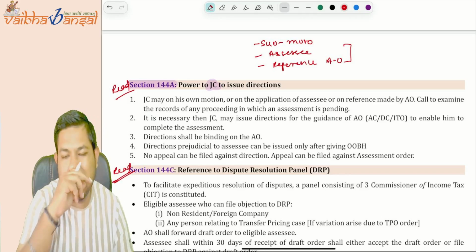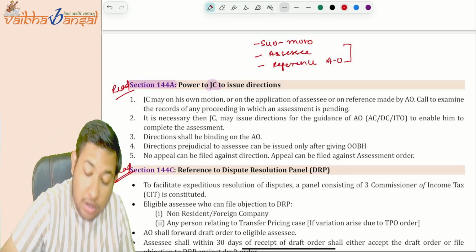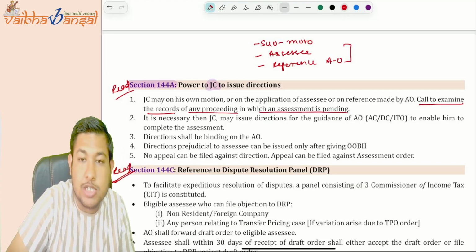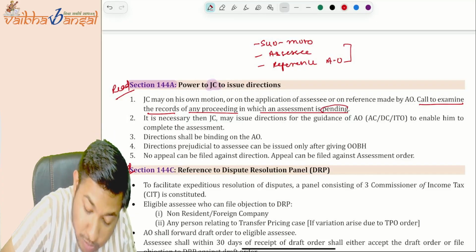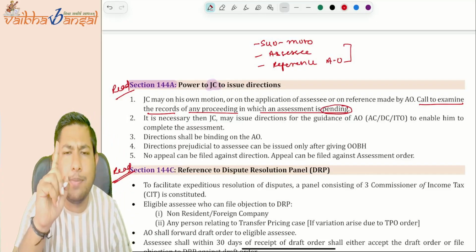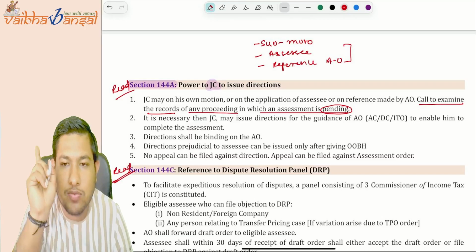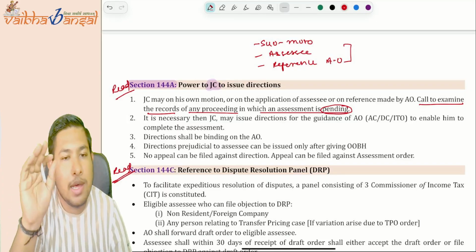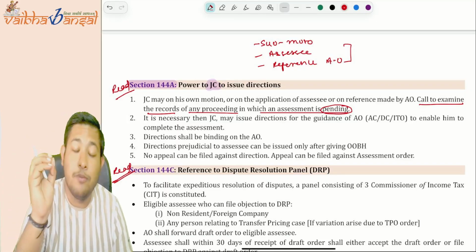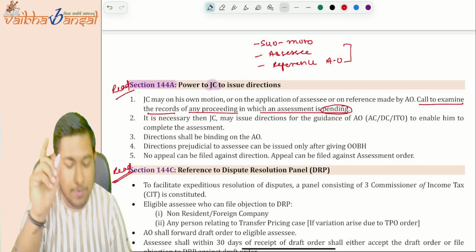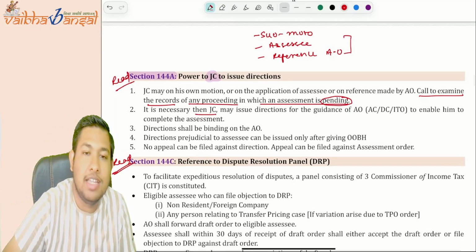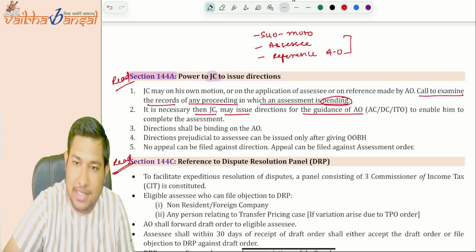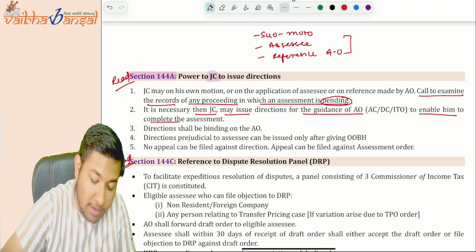On any of these three conditions, he can call to examine the records of any proceedings in which the assessment is pending. If the assessment is completed, can the joint commissioner ask for it? No. The joint commissioner cannot ask for the examination of the records. When can he ask? When the assessment is pending. And if it is necessary, the joint commissioner may issue directions for the guidance of the assessing officer to enable him to complete the assessment.